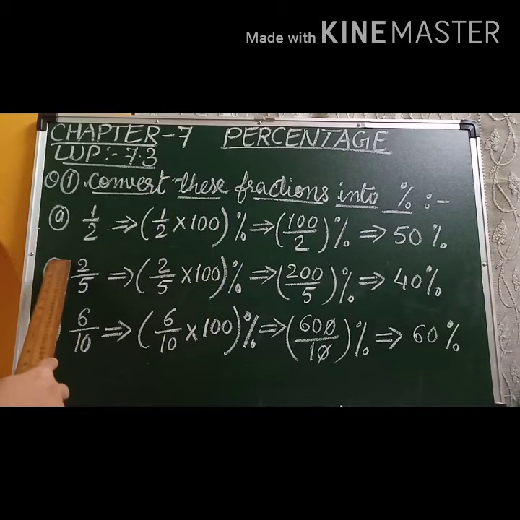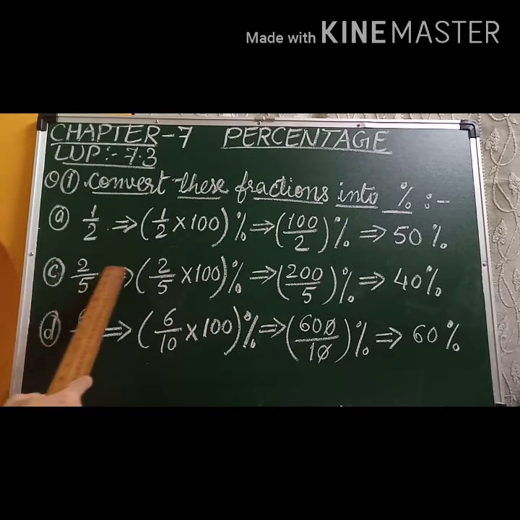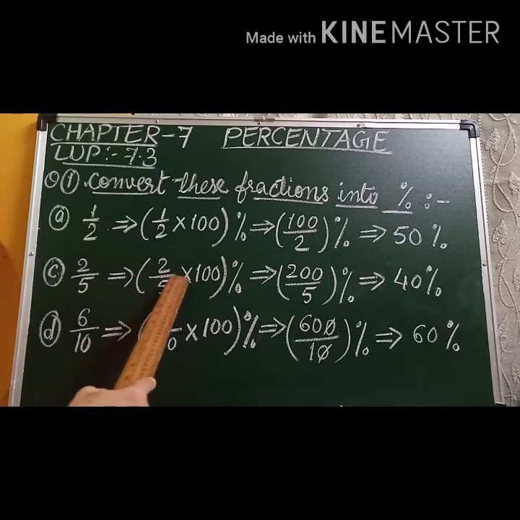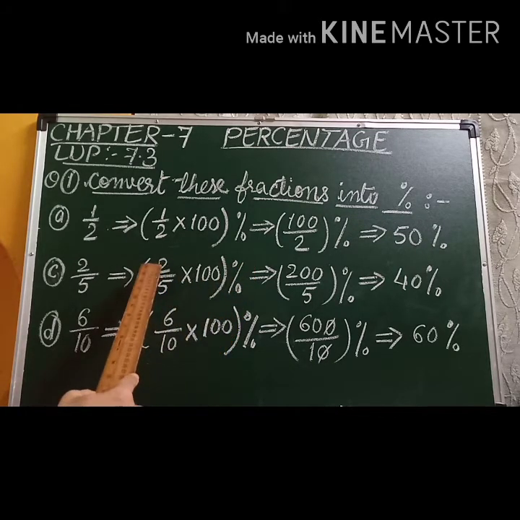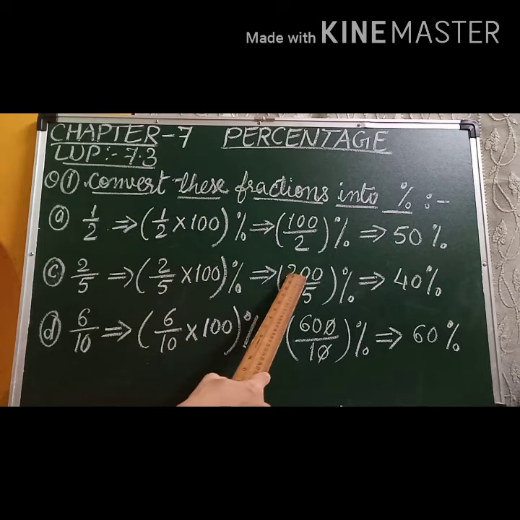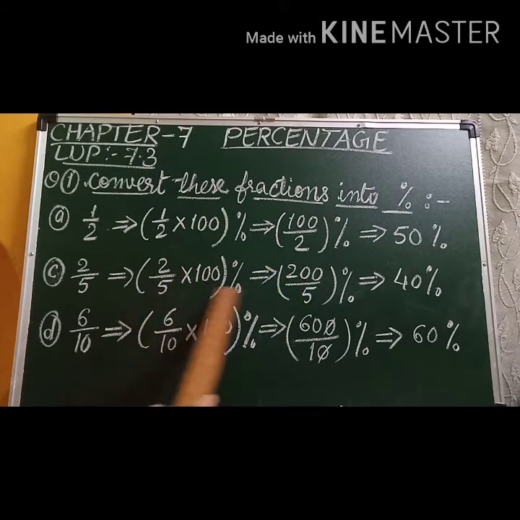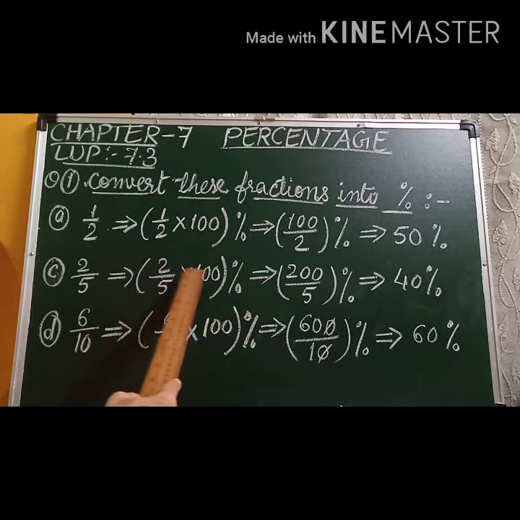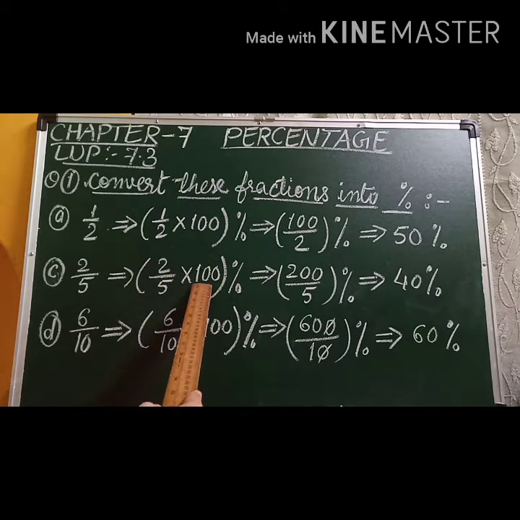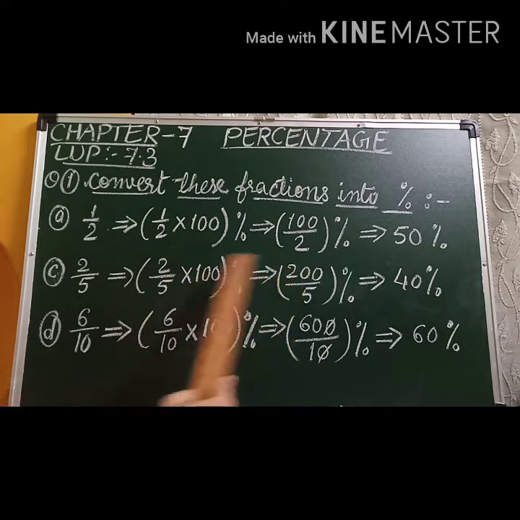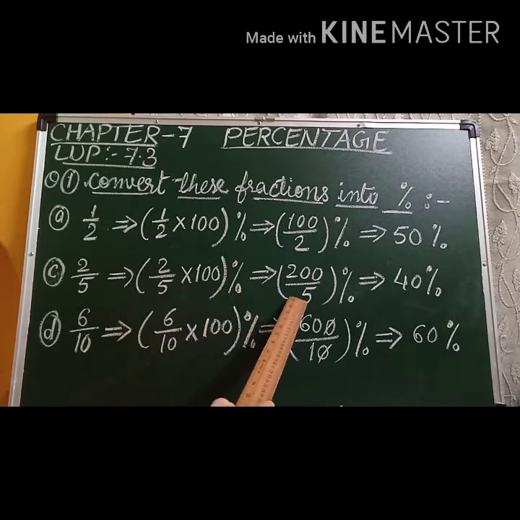Next, the fraction given is 2/5. Again we have to follow the same steps. We have to multiply 2/5 with 100 and we have to place the sign of percentage. So 2 into 100 is 200 and in the denominator 5 is there. 2 is in numerator and 100 is also in numerator, so 2 should be multiplied by 100. Numerator should be multiplied by numerator. So 2 into 100 is 200 and in the denominator 5 is there.